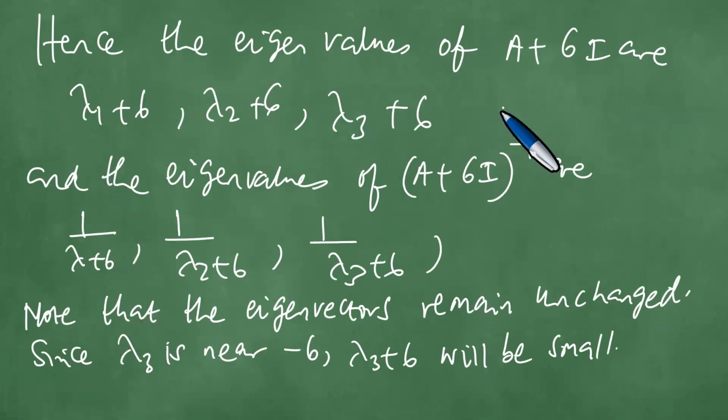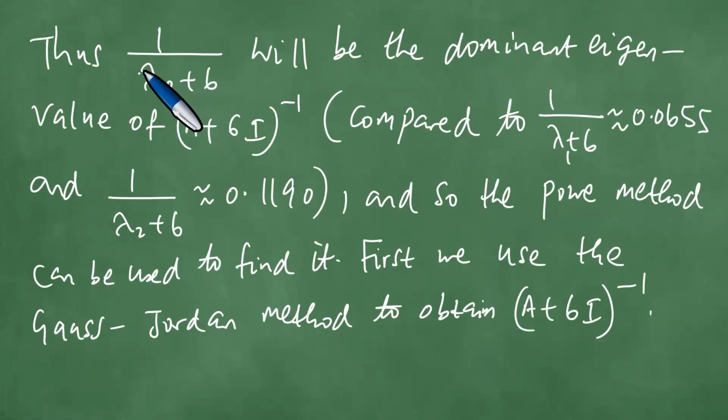All right, a couple of things. Hence, the eigenvalues of A plus 6I are this, and the eigenvalues of the inverse of that are this. Note that the eigenvectors remain unchanged, but since lambda 3 is near minus 6, lambda 3 plus 6 will be very small. If lambda 3 plus 6 is small, then the reciprocal, or the multiplicative inverse, will be the dominant eigenvalue of the inverse matrix compared to lambda 1 plus 6, which is approximately that, and lambda 2 plus 6, which is approximately 0 point that. And so the power method can be used to find it.